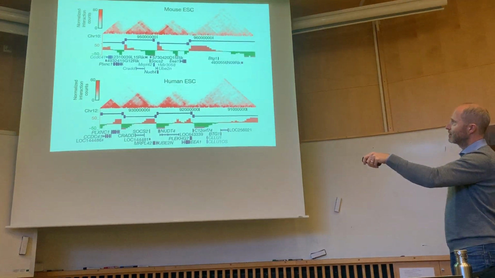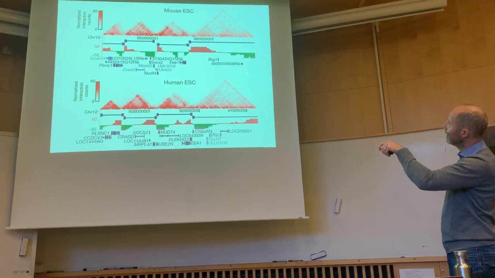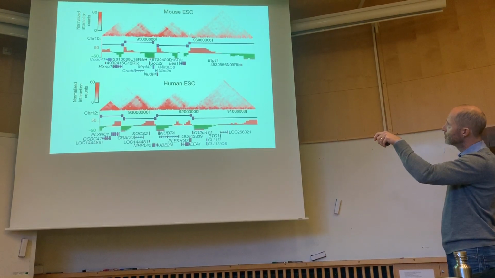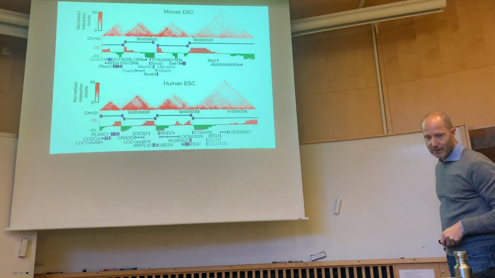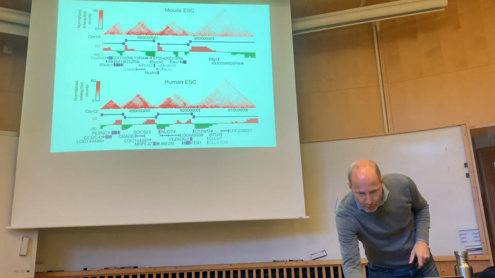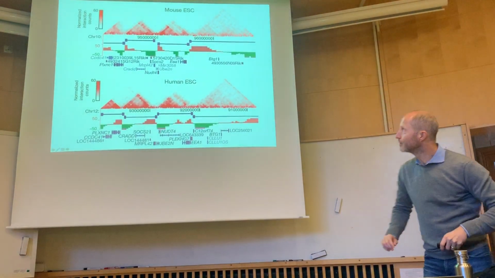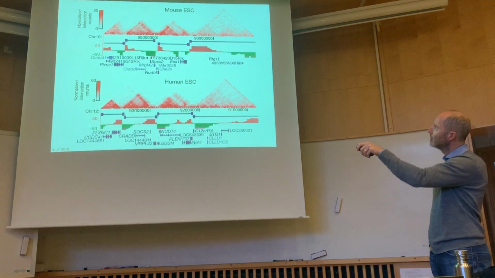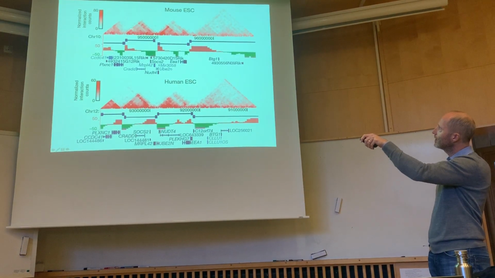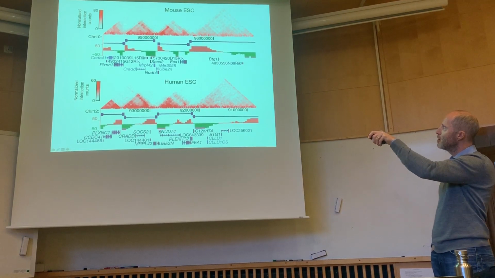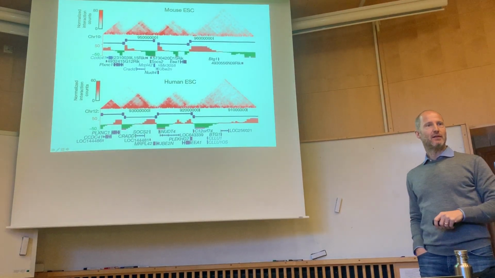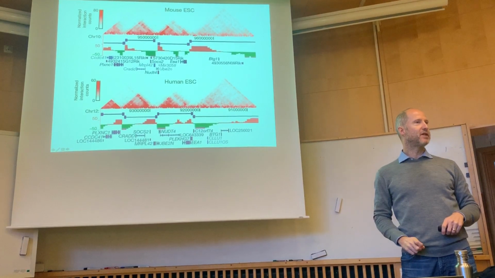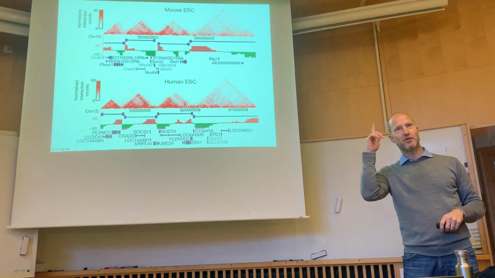So if you do that in some of these syntenic regions, then you actually see that even the structure of the genome as it looks like here is also kind of preserved. And so if you look at a structure like this, how would you translate this picture into a three-dimensional picture?